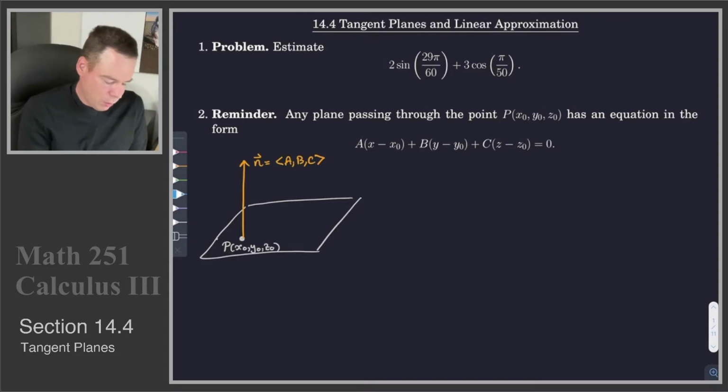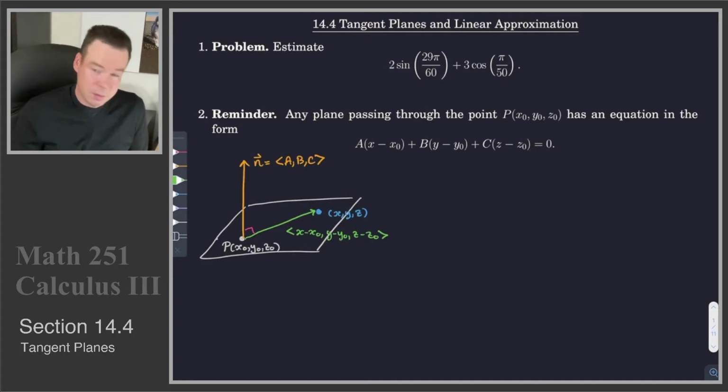Then for any point on the plane, just any arbitrary point, let's say its coordinates are x, y, z. Then we can construct the vector that goes from the point P to this arbitrary point on the plane. This vector has to be parallel to the plane. It's got to live in the plane, and so it's got to be perpendicular to the normal vector. What are the components of this vector? They are x minus x0, y minus y0, z minus z0. We get them from taking the tip point minus the tail point.